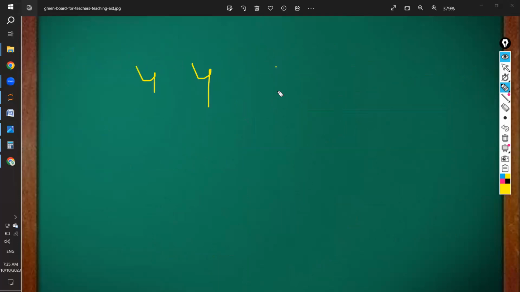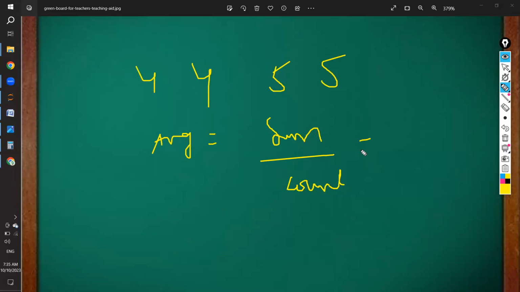Okay, 4, 4, 5, 5. Okay, so then you can say, what is the average? Average is the sum of the numbers divided by the count of the numbers. Okay, what is the sum? 4, 9, 9, 9, 18 by 4. What is 18 by 4? 4.5. Okay, so somewhere you will have 4.5.